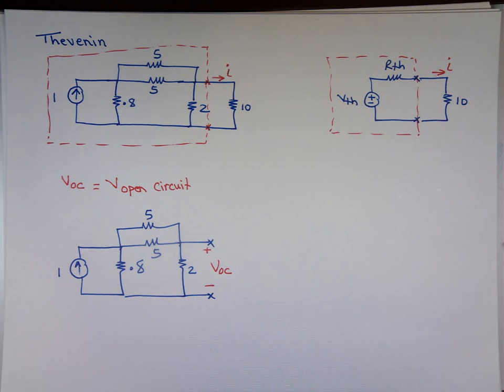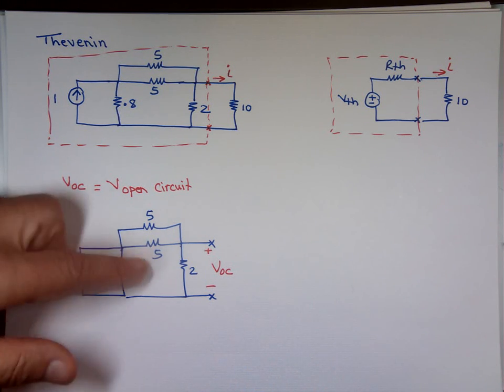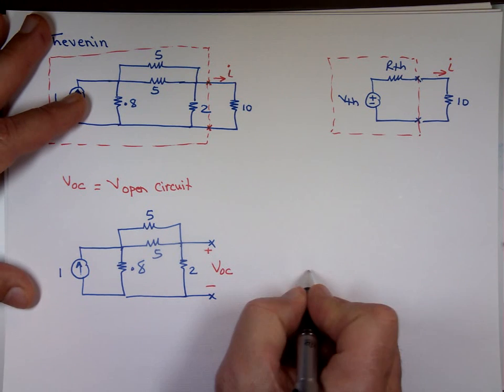Well, first I can combine these two resistors into one. 5 and 5 will be what? 2.5.